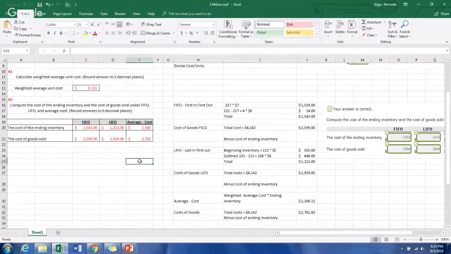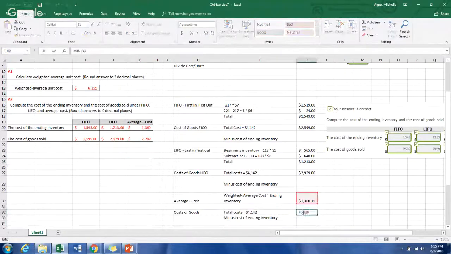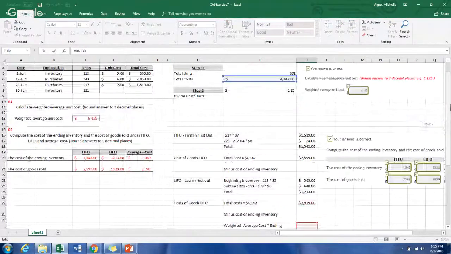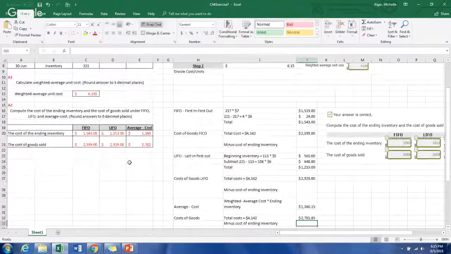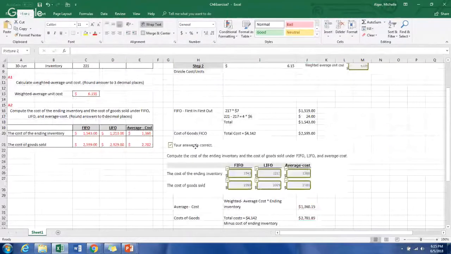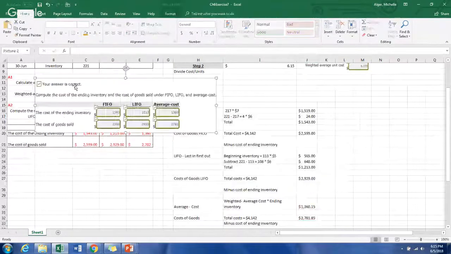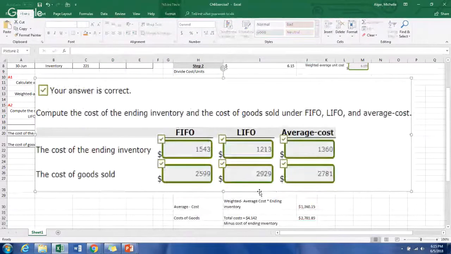Then to find the cost of goods sold, you're going to do the same that you did previously. You're going to take your total inventory cost of $4,142. That was at the beginning of the question, and you're going to subtract 1360 from it, and you come up with 2782. I did the same thing. I put it into Wiley Plus, and my answers did equal out.